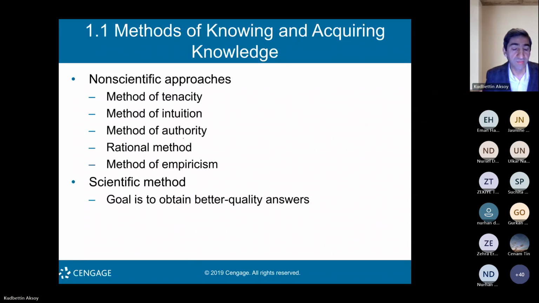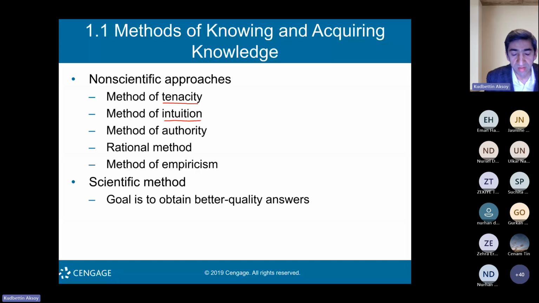So from a philosophical perspective, there are different methods of knowing something. First method being the method of tenacity. Method of tenacity is you know something because your parents told you, like your name, because everybody's repeating it, and it's common knowledge. Everybody knows it.